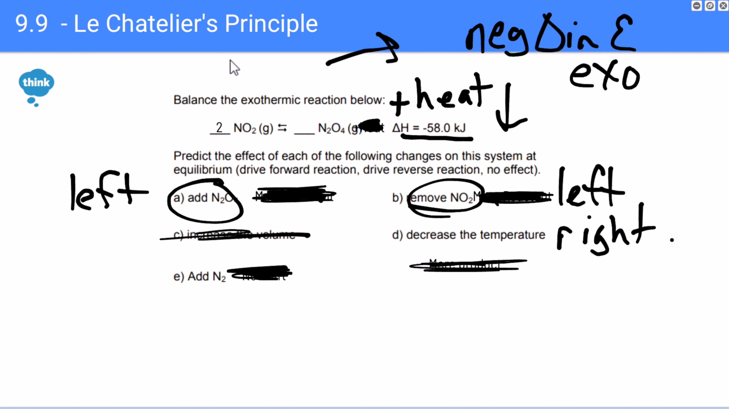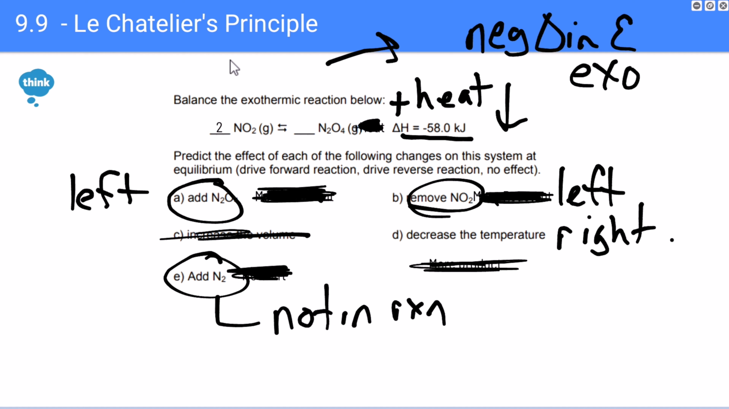Okay? The one thing here that isn't included, or something that we haven't really talked a whole lot about, is this addition of N2. N2 is not in the reaction, so there is no shift, okay, or no changes when chemical equilibrium is established there. All right? Let's do one more set of practice problems.